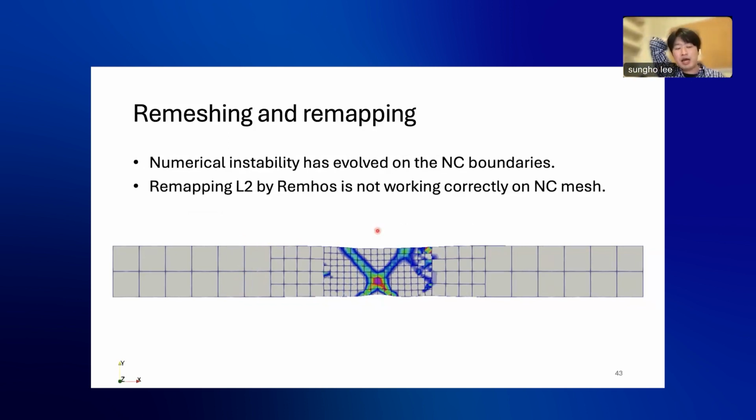Anyway, I remap H1 using GSLIB and L2 for the Remhos, but I realized my model has some instability on the non-conforming boundaries. So I tested the remapping capability of Remhos with the NC mesh. I think this is my personal opinion: Remhos is not working correctly on the NC mesh, but Laghos is good with the conforming mesh now.